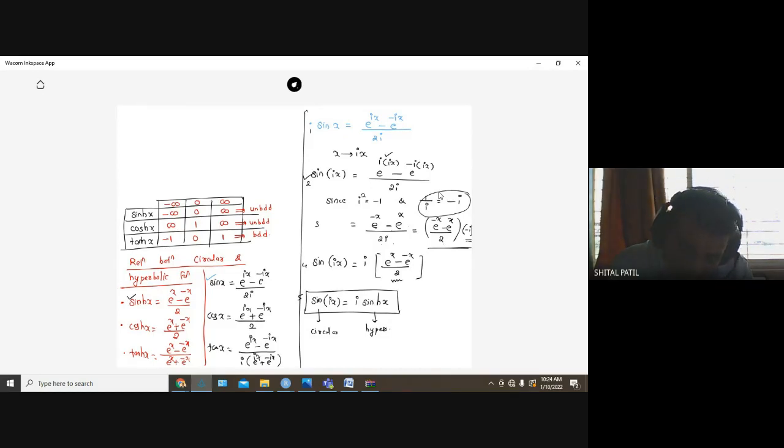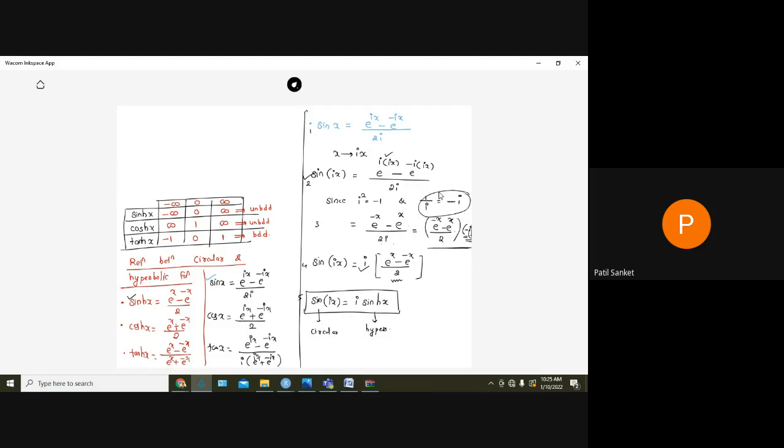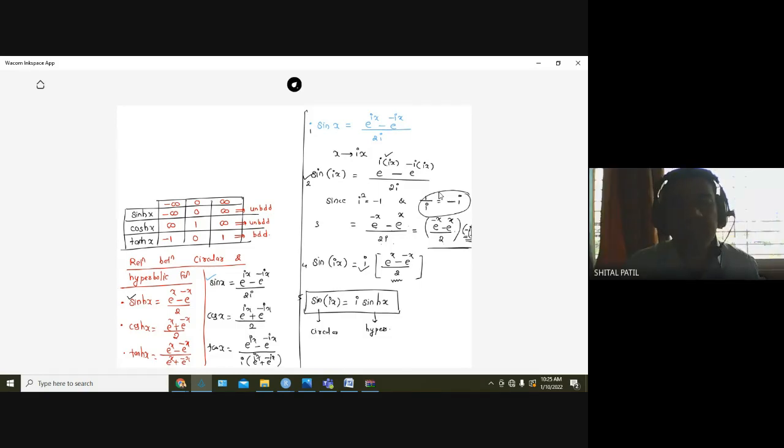Now what have I done? I have written this i outside here. Then the minus sign that is there, I considered in the numerator. And then the square bracket is the sin hyperbolic of x. Clear? This is the first relation.